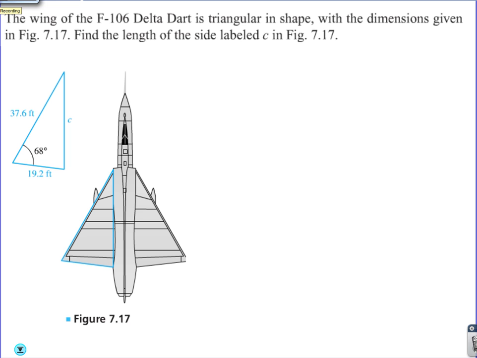Next problem. We'll stop after this one. The wing of an F-106 Delta Dart is triangular shaped with the dimensions given. Find the length of the side labeled C. Don't you love this? It has absolutely nothing to do with the airplane. It's just find the side. They could have just said find the side, but they wanted to make it a little bit more interesting by talking about airplanes. So here we go.